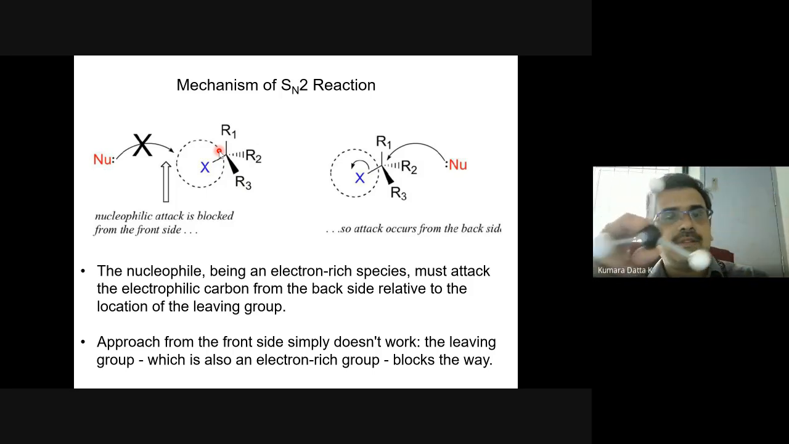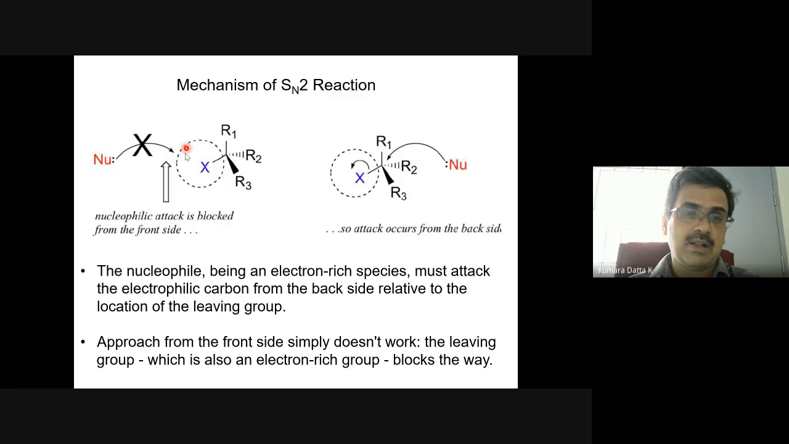So what happens? You already have a good leaving group X here. Once the nucleophile comes, if it wants to attack, it cannot happen from the front side. So this is blocked. Whereas the nucleophile enters from the rear side.